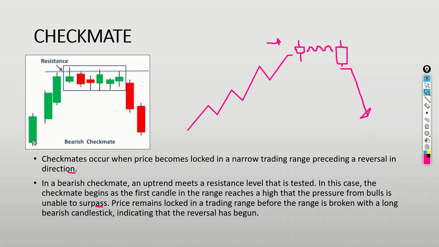So when you look at the chart here, price is moving high, and then after that, these candles get locked into a trading range, then followed by a big bearish candle. That is what we call the bearish checkmate. So a bearish checkmate happens in an uptrend.